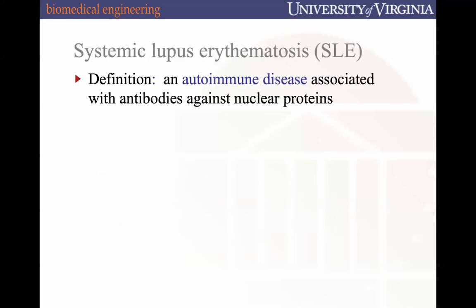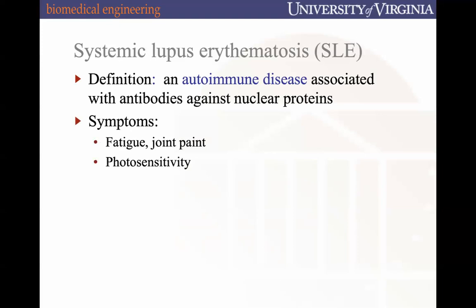Lupus is defined as an autoimmune disease that is associated with antibodies against nuclear proteins. So does anyone want to volunteer what they think autoimmune means? Your immune system is fighting itself or some part of your body. Exactly. Your immune system is fighting part of your own body, and we'll talk more about the details of that when we go into our lectures on the immune system. These proteins, like we talked about in the first lecture, are different structures of amino acids, but these are specifically housed within the membrane of the nucleus.